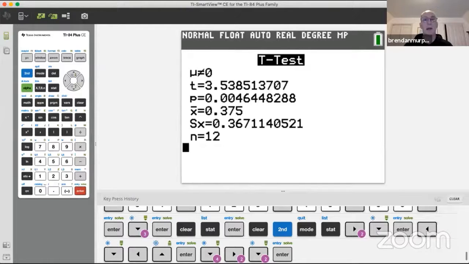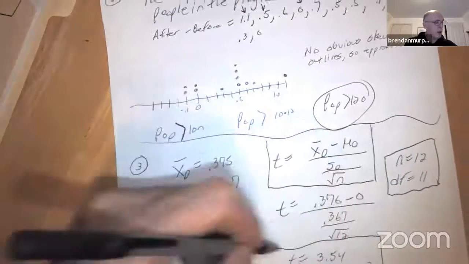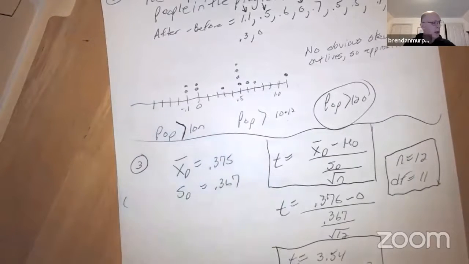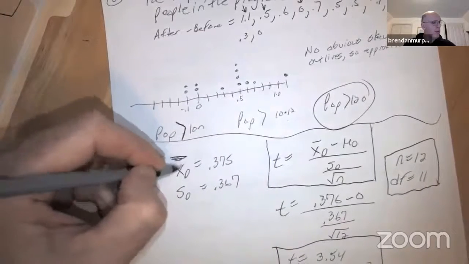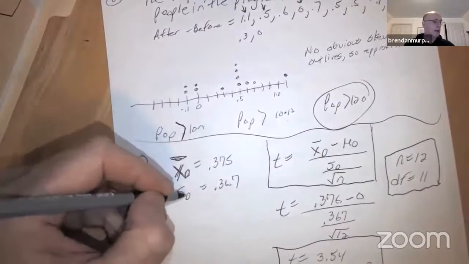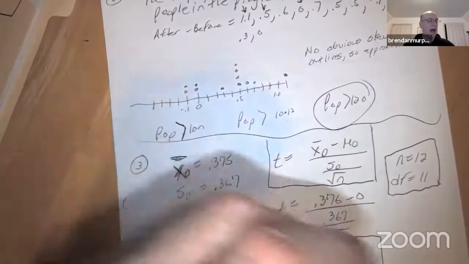So I'm going to go back to my paper here. This t statistic, this p-value, those are important. Again, if you've named the test correctly, that's really all we're looking for, math and mechanics. Now I have a little bit more. X bar of the difference was 0.375. The calculator gave me that. SD was 0.367. The calculator gave me that.